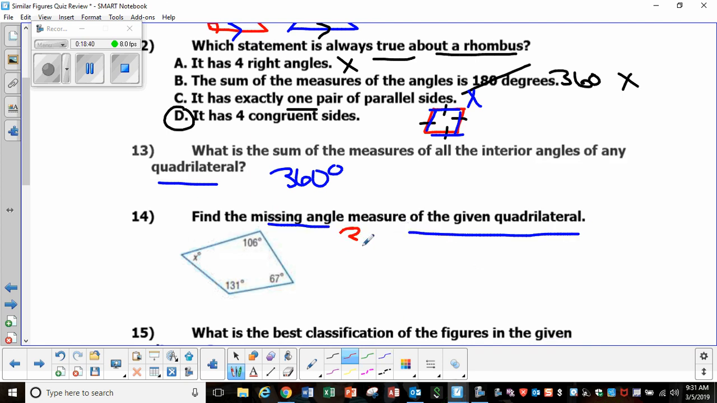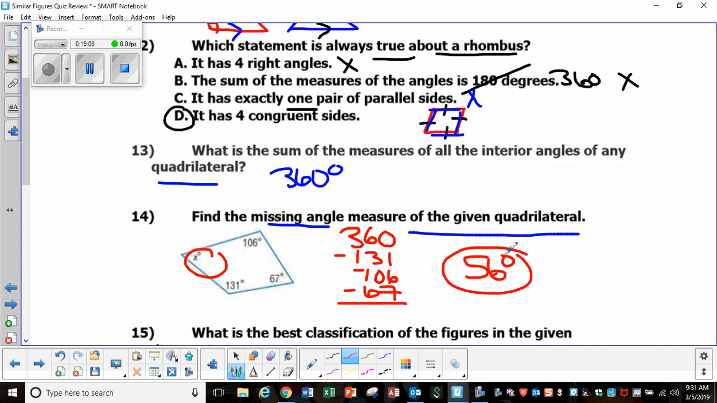So if I know that the sum of four angles in a quadrilateral is 360 degrees, and I'm given 106 degrees, 67 degrees, and 131 degrees, I can subtract those three measures from the quadrilateral, which is 360, to find x. So when I subtract 131, 106, 67, all from 360, I'm going to find that x equals 56 degrees. And remember, you can use a calculator.